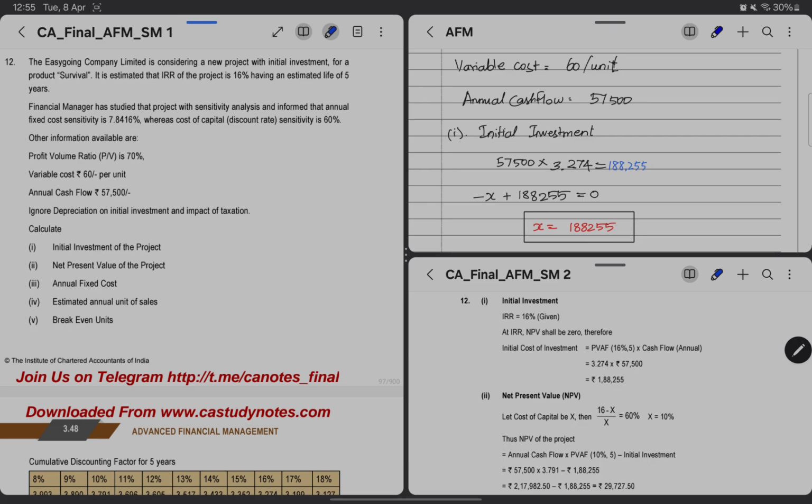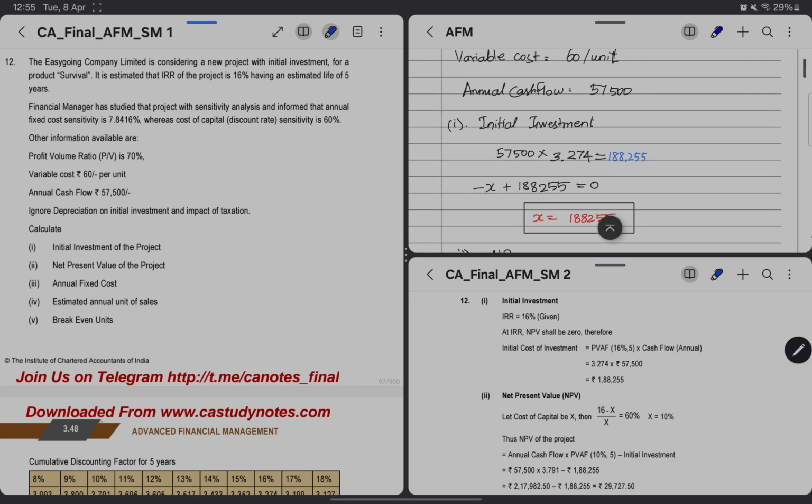Before going to the cost of capital, as we already know, IRR is the rate at which NPV will become 0, and for initial investment also we can apply the same logic. Since our NPV is 0, if we take this IRR percentage as the cost of capital, then we can arrive at the initial investment, and initial investment will not change. So 57,500 is the annual cash flow multiplied by the annuity factor, and they have given the estimated life of 5 years, so 16% at 5 years.